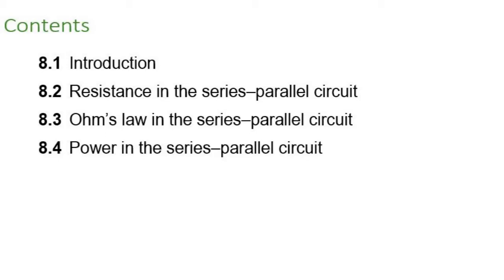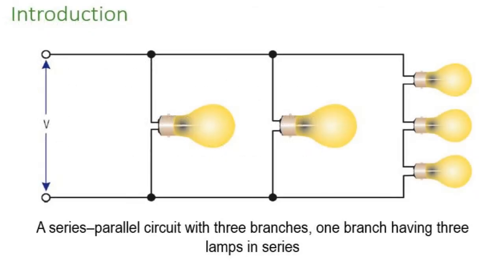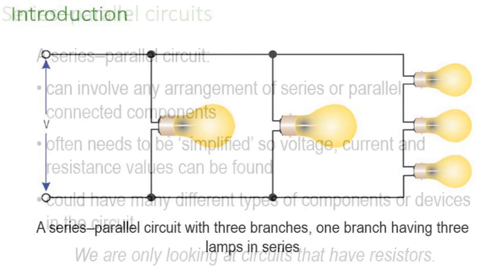And as we look at a typical diagram here of a series parallel circuit, the first light bulb that you can see is in series with the supply, and the second light bulb is in series with the supply, but in parallel with the first. So the two light bulbs, light bulb 1 and 2 if you like, are in parallel with each other, and you can see the three light bulbs that are definitely in series at the end there. So it's a series parallel circuit with three branches, one branch having three lamps in series.